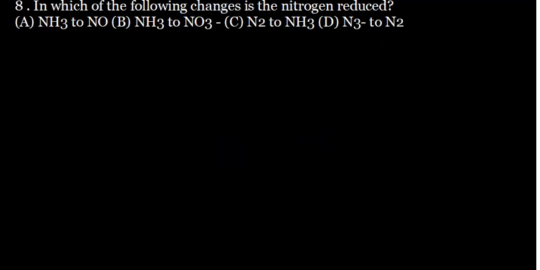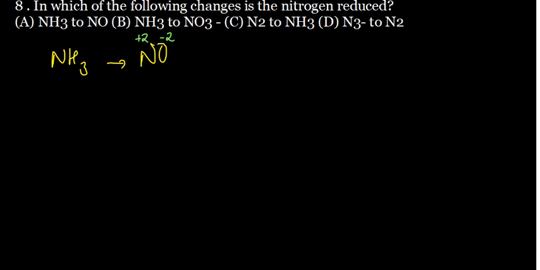Question number 8. In which of the following changes is the nitrogen reduced? So the first one, we have NH3 going to NO. So we need to find the oxidation numbers to determine if nitrogen is reduced or not. Oxygen, of course, we know that the oxidation number is -2. If we add the oxidation numbers for nitrogen and oxygen, it's supposed to give 0 because this compound is not charged, meaning that the oxidation number for nitrogen is going to be +2.